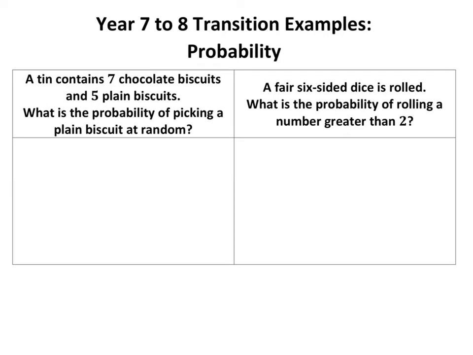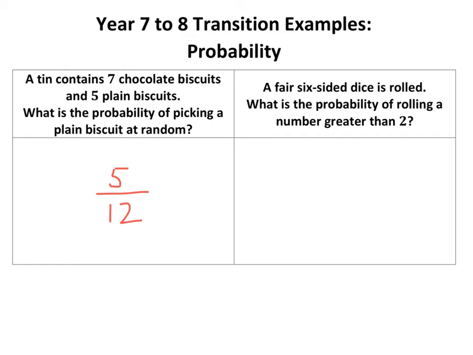It says a tin contains 7 chocolate biscuits and 5 plain biscuits. What's the probability of picking a plain biscuit at random? Well, it's what I want. There's 5 plain biscuits out of a total of 12 biscuits. Bosh, done. Probability 5/12. Turn that into a decimal if you really want, but it's kind of pointless. Might as well leave it as a fraction.